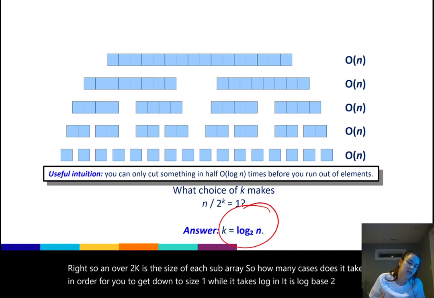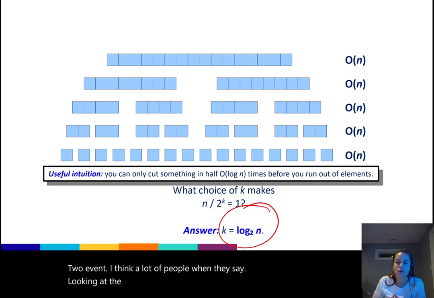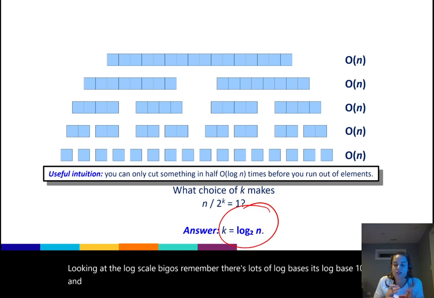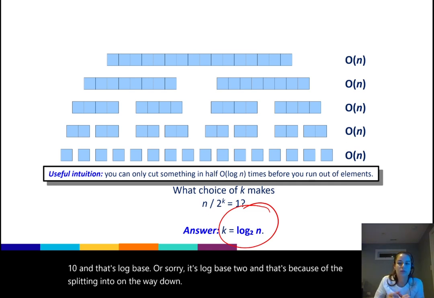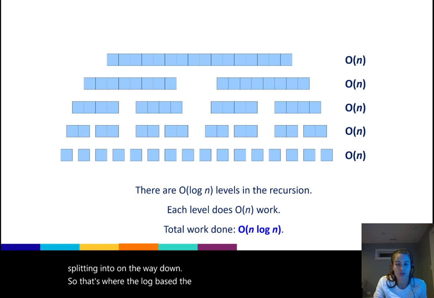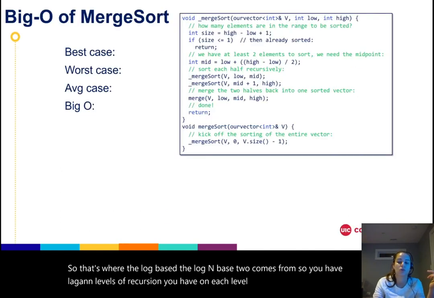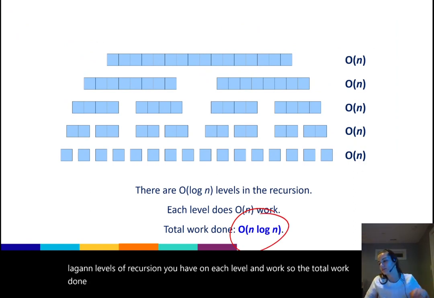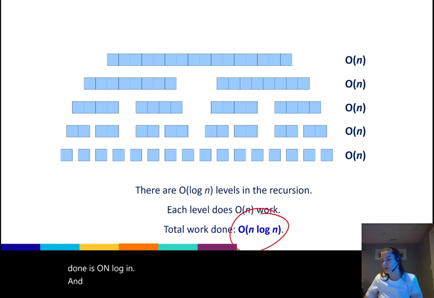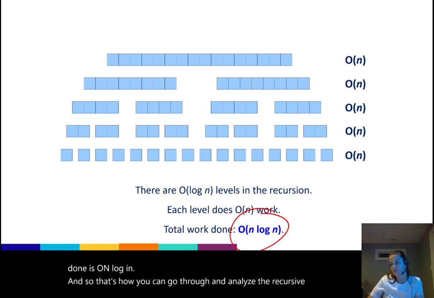I think a lot of people, when they start looking at the log scale big O's, remember there's lots of log bases. It's log base 10, and it's log base 2, and that's because of the splitting in 2 on the way down. So that's where the log n base 2 comes from. So you have log n levels of recursion. You have on each level O of n work. So the total work done is O of n log n. And so that's how you can go through and analyze the recursive merge sort algorithm.